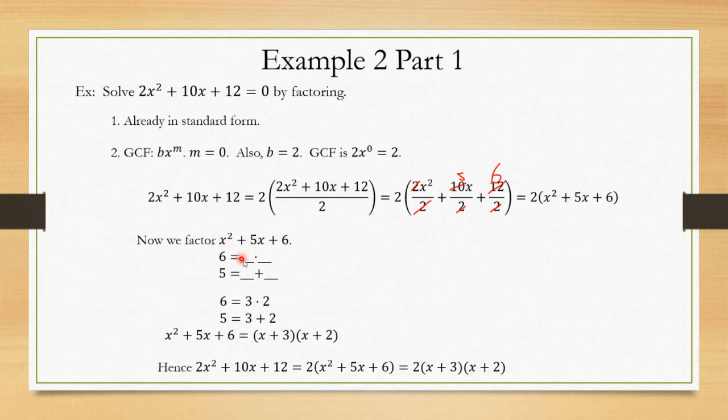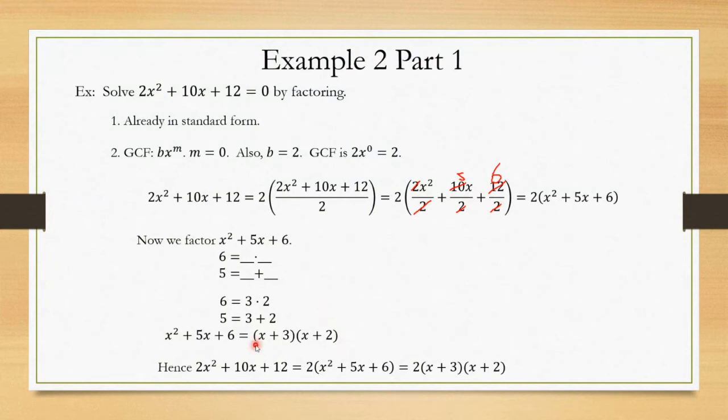Well, 6 is 3 times 2, and 5 is 3 plus 2. So 3 and 2 are going to work. Again, we want 2 numbers whose product is 6, the constant term, and whose sum is 5, the coefficient of x. Well, 3 and 2 pull that off. So altogether, x squared plus 5x plus 6 is x plus 3 times x plus 2.